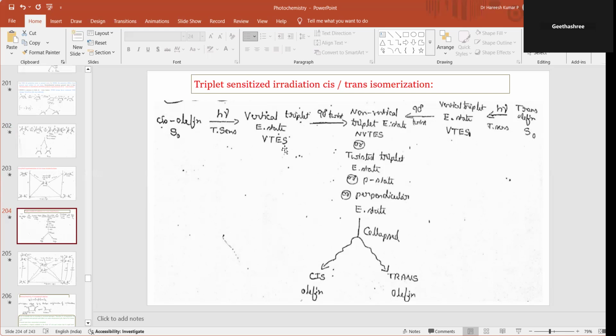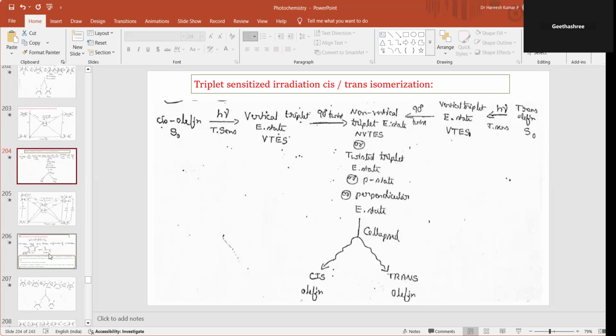There is a terminology difference from the singlet and triplet. Here, vertical triplet excited state. This vertical triplet excited state on 90-degree rotation will give you the non-vertical triplet excited state. Similarly, this compound is obtained from the trans olefin. Trans olefin on irradiation with the triplet sensitizer will give you the vertical triplet excited state. This on 90-degree rotation will give you the non-vertical triplet excited state. So this will give you the equal mixture, equal composition of cis and trans isomers.